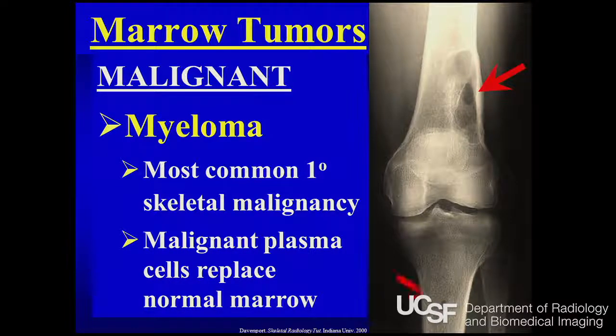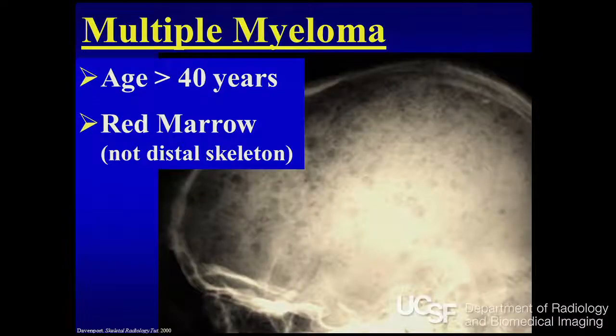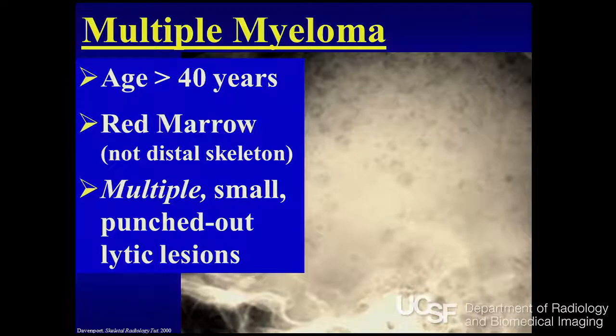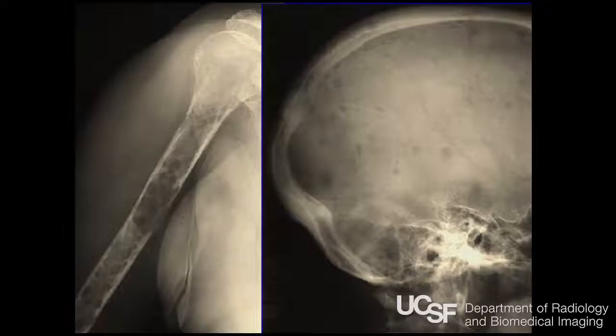Moving on to marrow tumors, namely malignant tumors in the form of myeloma, which is the most common primary skeletal malignancy in which malignant plasma cells replace normal marrow. Multiple myeloma typically presents in adults over the age of 40 in areas where there's red marrow, like the skeleton, like in the skull, rather than in the distal skeleton. And of course, we look for multiple small punched out lytic lesions with multiple myeloma, like we see here in this case.